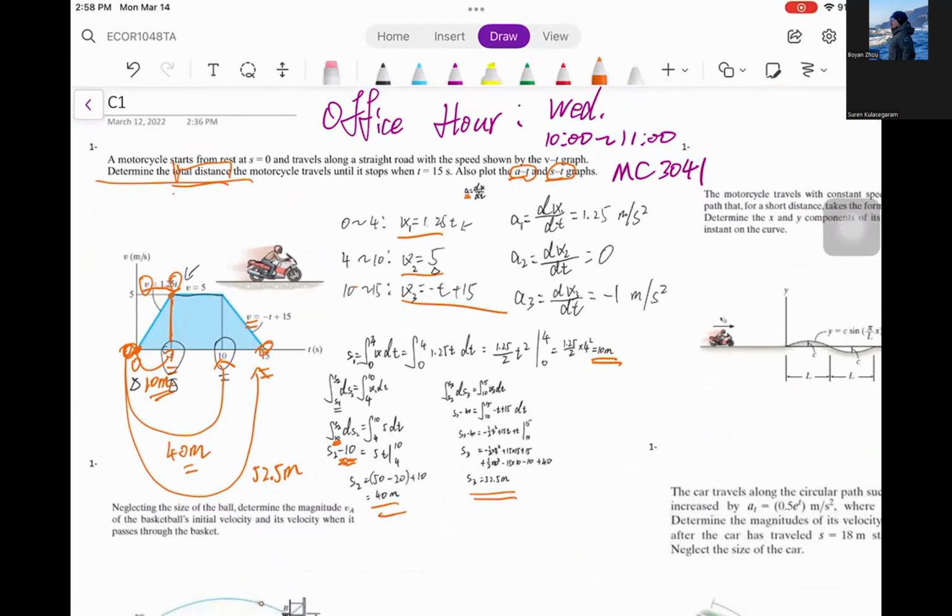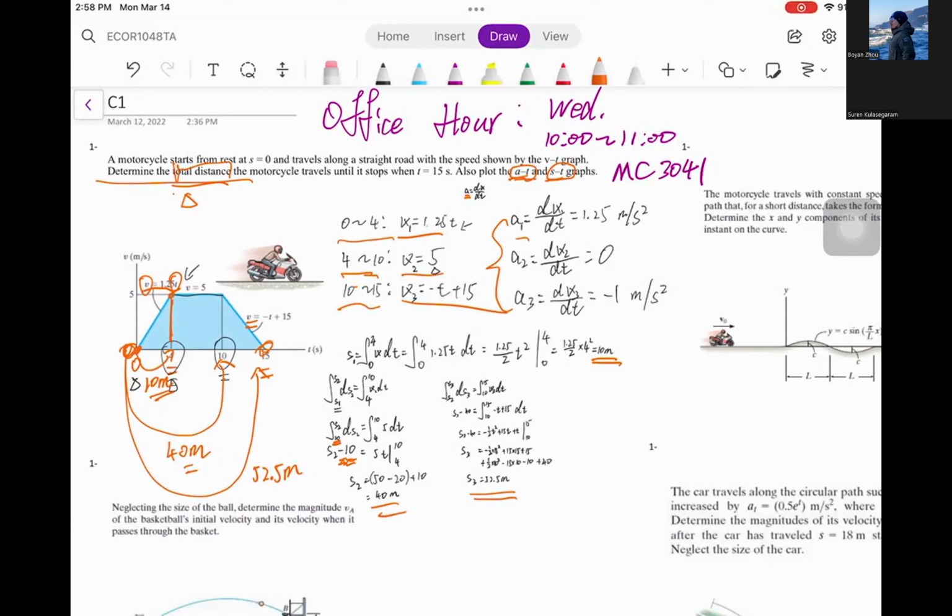So let's see what we have here. We found the first answer that we need for the total distance. And we're also going to plot the AT diagram and ST diagram. For the AT diagram, we already have the function over here. When t is between 0 to 4 seconds, the acceleration is equal to 1.25. When t is between 4 seconds to 10 seconds, the acceleration is 0. And from 10 seconds to 15 seconds, the acceleration is equal to -1.